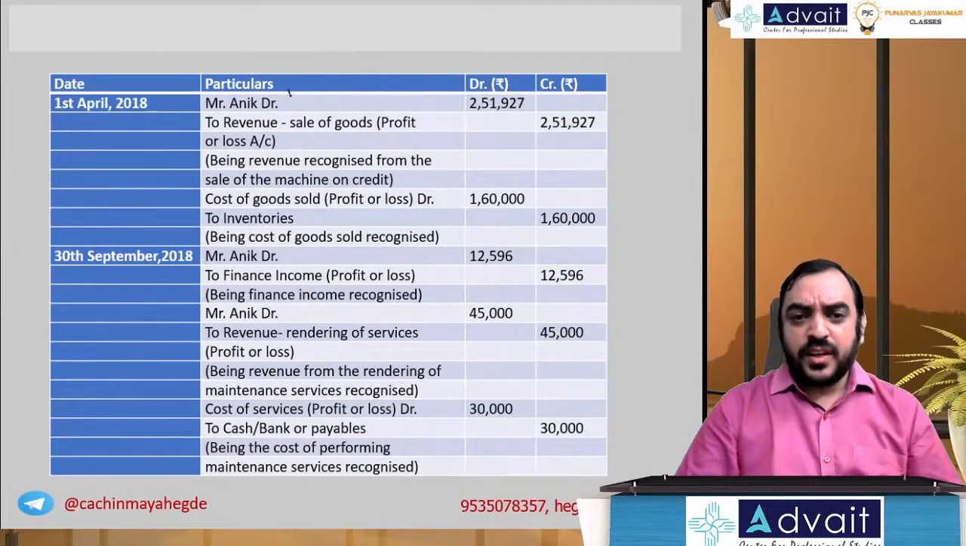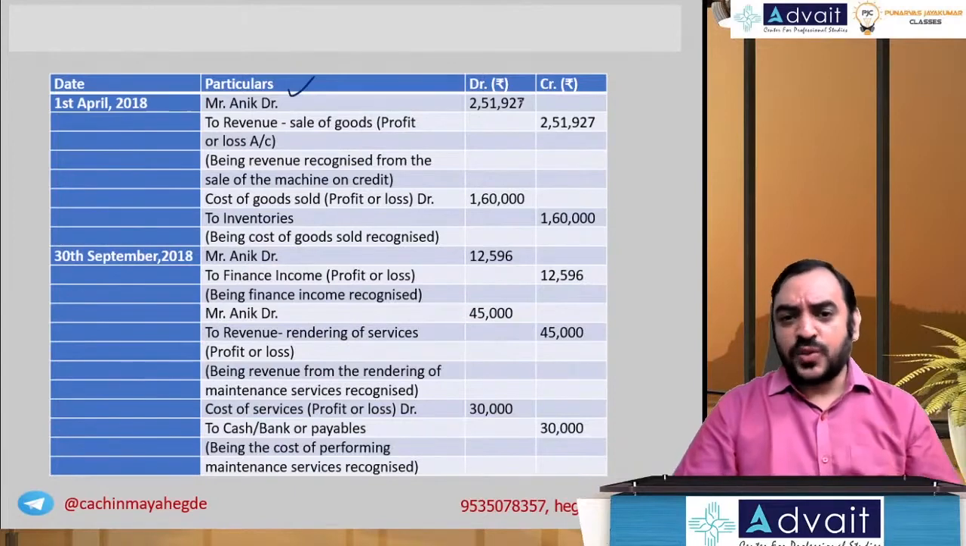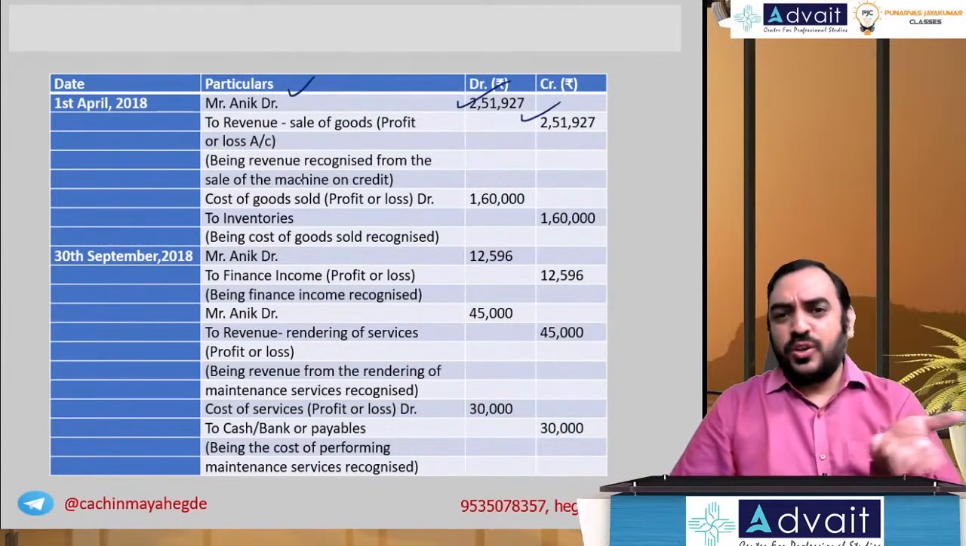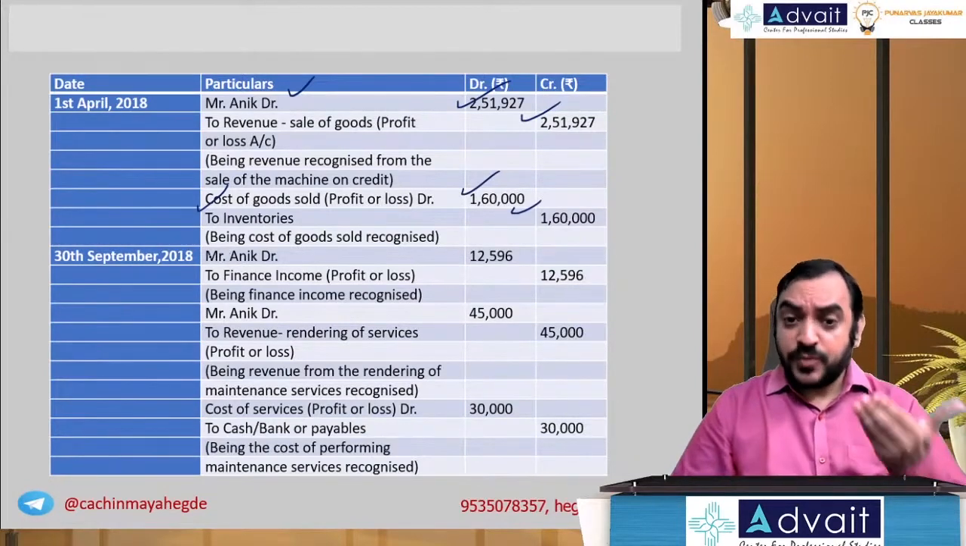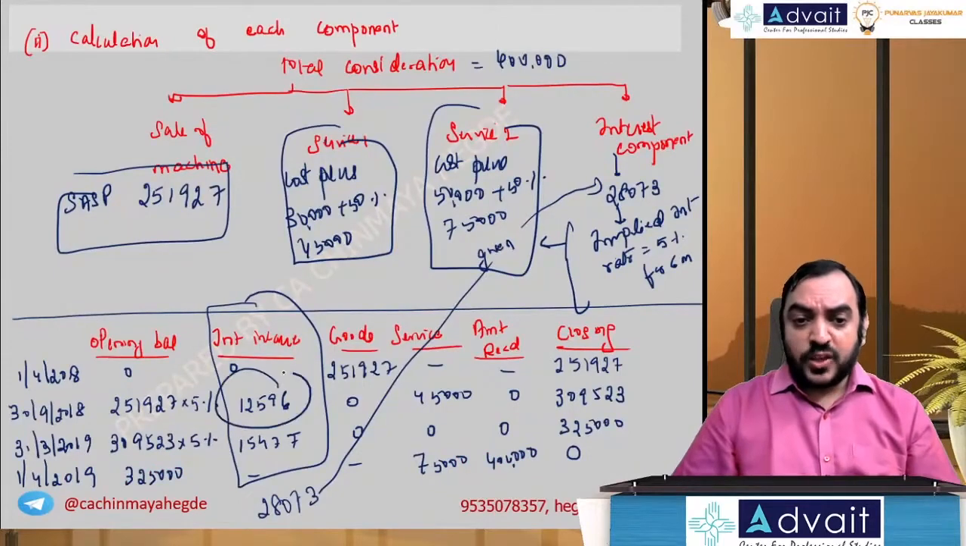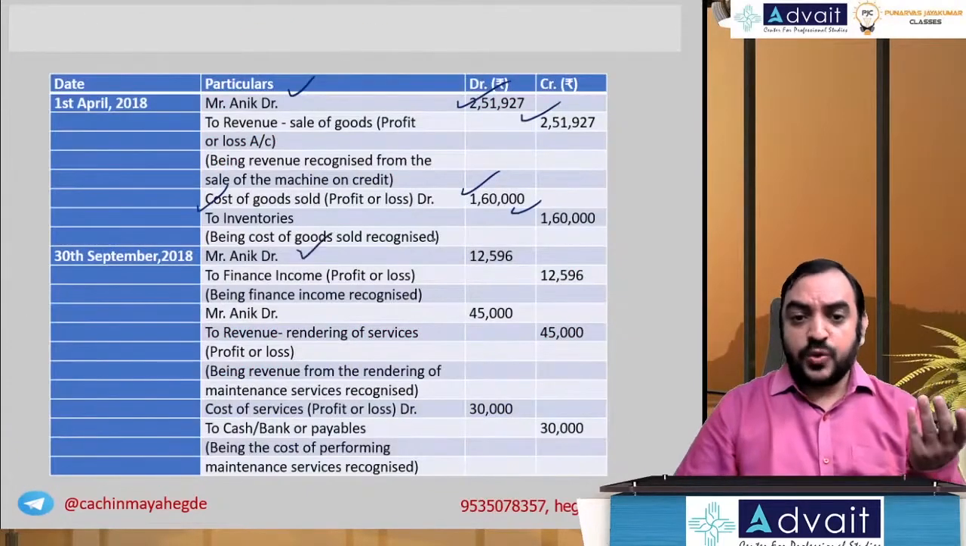On 1st of April, debtor account, Ankit account, to sales, sale value 2,51,923. And cost of goods sold, you can take it to P&L account. That's basically inventories becoming cost of goods sold: cost of goods sold to inventory. On 30th of September, you are going to recognize interest income. We already calculated it here at 12,596. So debtor account to income 12,596.